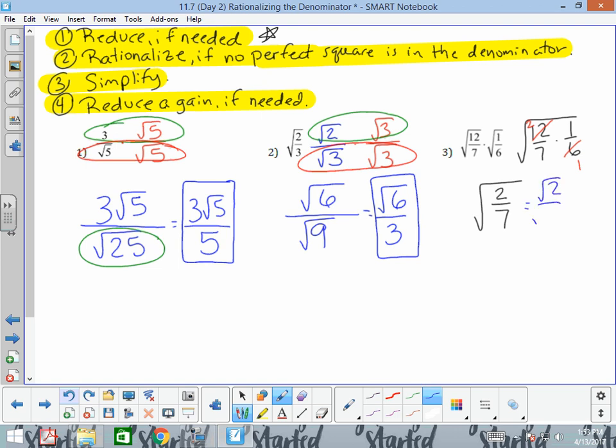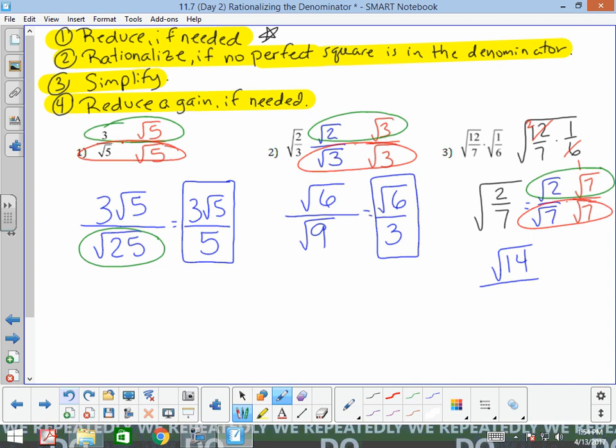So square root of 2 over square root of 7. 7 is not a perfect square, so we're going to rationalize. We're going to multiply by the square root of 7 over the square root of 7. So in our numerator, we're multiplying the square root of 7 times square root of 2, which is the square root of 14. In the denominator, I'm multiplying the square root of 7 times square root of 7, which is the square root of 49.